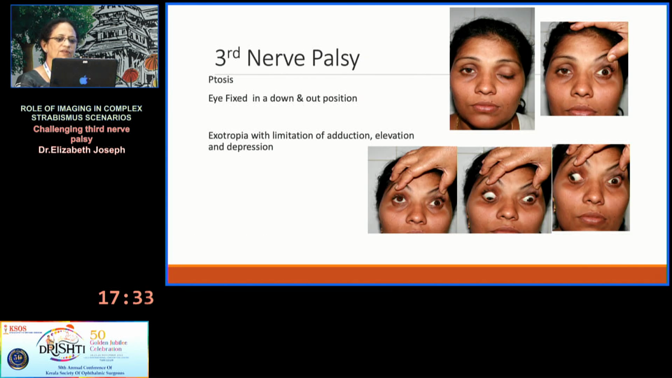Now coming to the clinical features of third nerve palsy, as we all know, the patient presents with ptosis. The eye will be fixed in the down and out position, and there will be exodeviation. Like in this patient, ptosis is there, the eye is fixed in abduction, and there is defective depression and elevation.